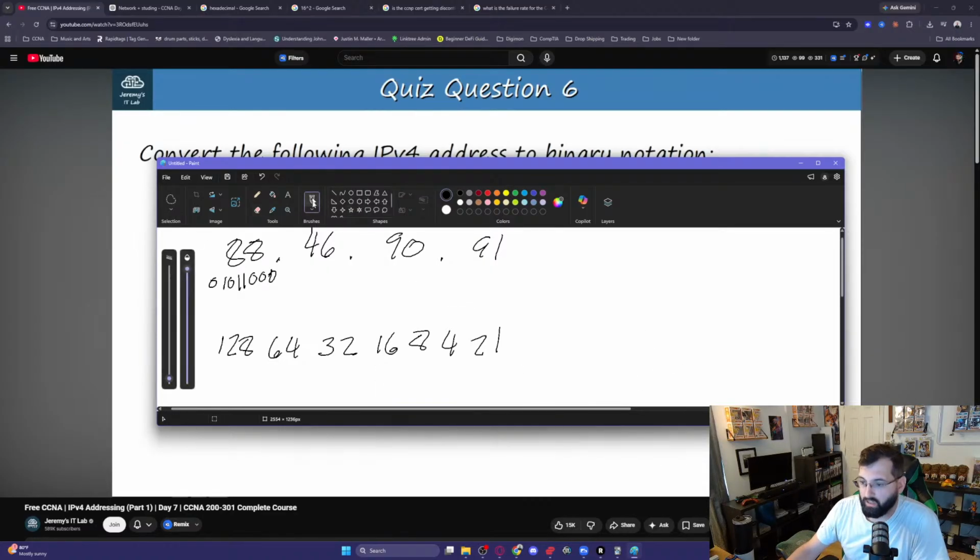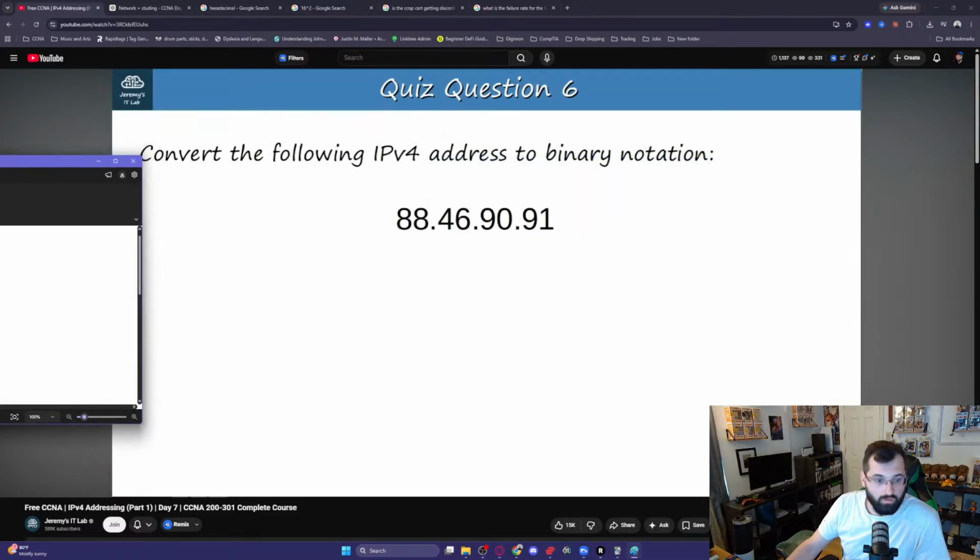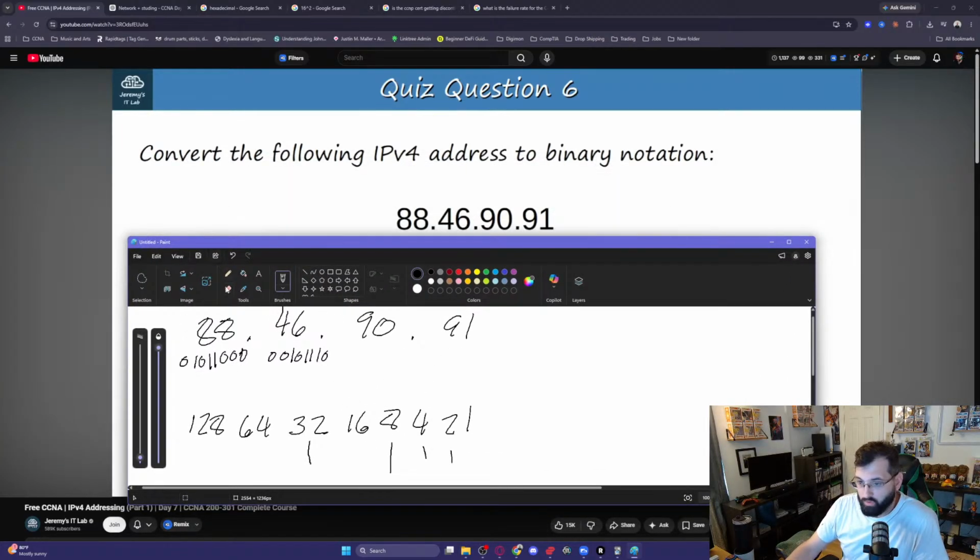Now 46 should be the next one. So obviously we need a 32. And then 32 plus 16 is 48, so that's not going to be it. So we need an 8. So 32 plus 8 is 40, and now we need 6, which we have right here. 0, 0, 1, 0, 1, 1, 1, 0. Okay, we're doing pretty good so far.